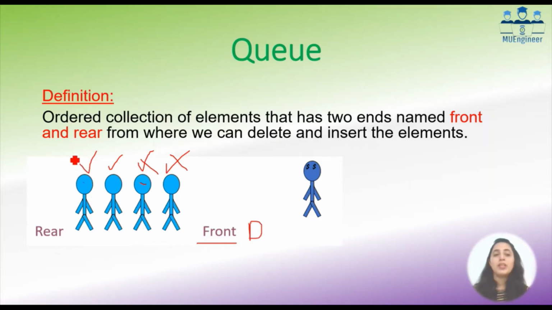And adding a new member, suppose a new member is coming, he will join at the rear end. So insertion is happening at the rear end. This is all we can understand with this particular picture. Let us move ahead.